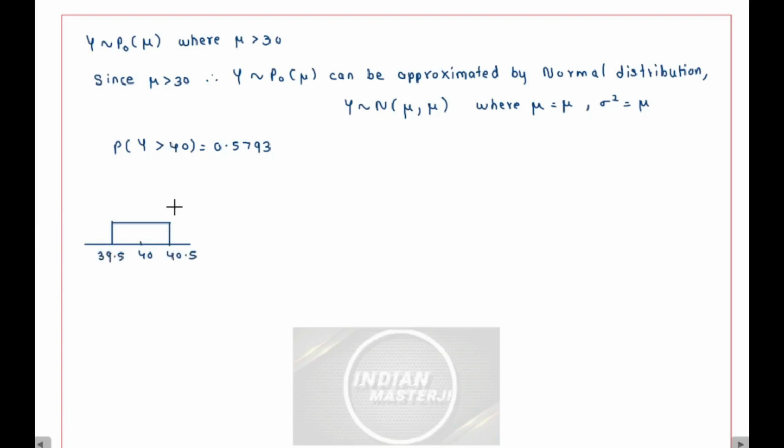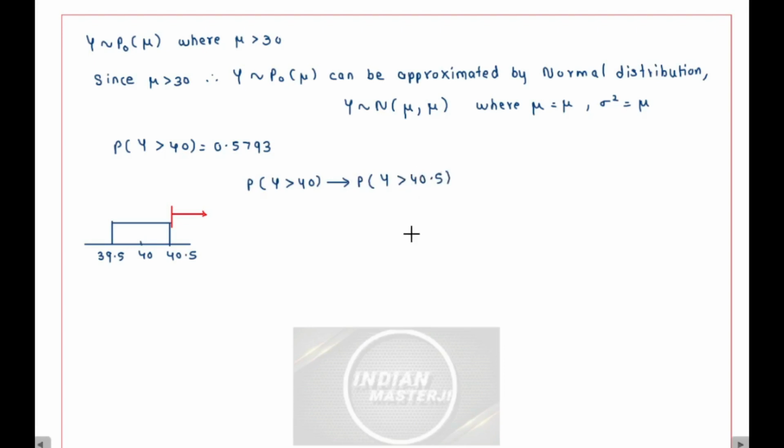So here Y is greater than 40. That means 40 is not to be included and we have to move to the right of 40. Correct? So with continuity correction applied, we have to take the Y value as 40.5. Okay? So probability of Y greater than 40, which was for the Poisson distribution, transforms to probability of Y greater than 40.5.